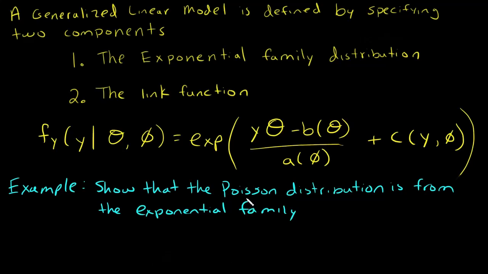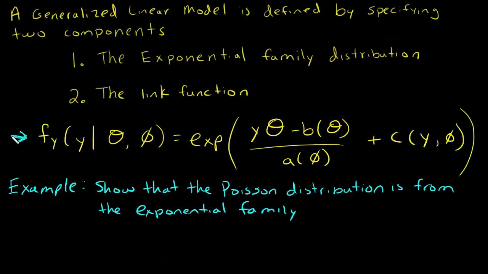In this video, I'm going to show that the Poisson distribution is an example of an exponential family distribution, which we use in general linear models. So when you're doing a general linear model, you need your response variable y to come from this exponential family distribution. You also need to specify the link function, which we'll talk about later in this playlist of generalized linear models. But right now, focusing on the distribution of y, y must be from the exponential family distributions, which take this form.